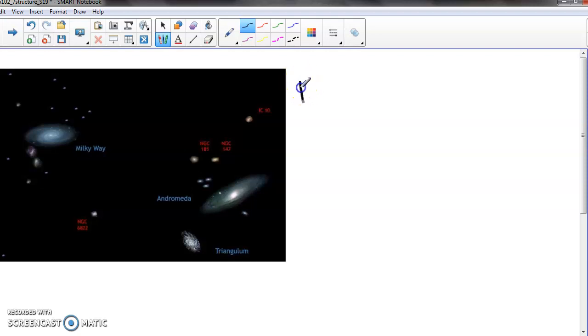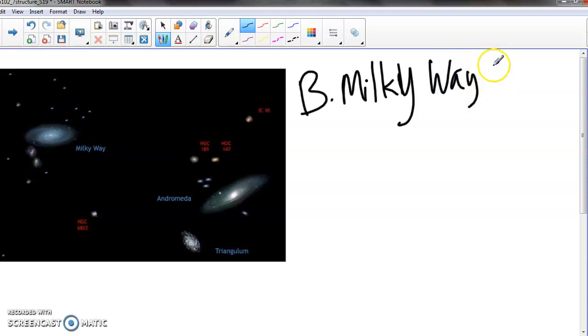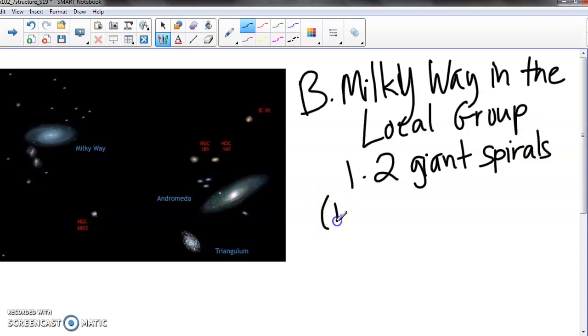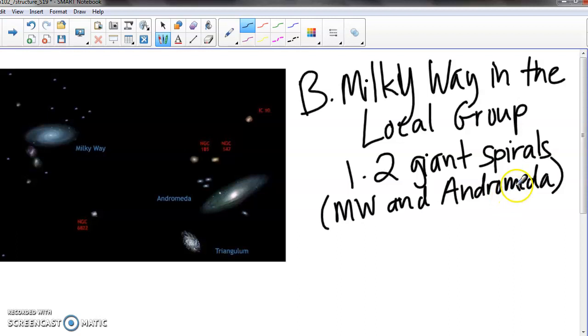So let's start with our home galaxy. Where is the Milky Way? Well, the Milky Way is in a group. So the Milky Way is in the local group. And yes, that is what it's called, the local group. Okay, we are part of the local group. And what is our local group? Well, it's the Milky Way plus Andromeda. So we have two giant spirals. And those giant spirals are the Milky Way and Andromeda, which is the one that we said we were going to merge with one day. Okay, the Milky Way and Andromeda, and a bunch of dwarf galaxies.